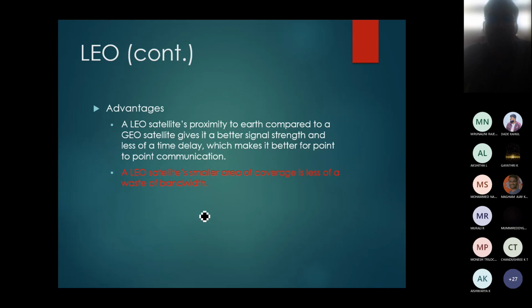Yeah, LEO satellites cover a very small area. Okay.